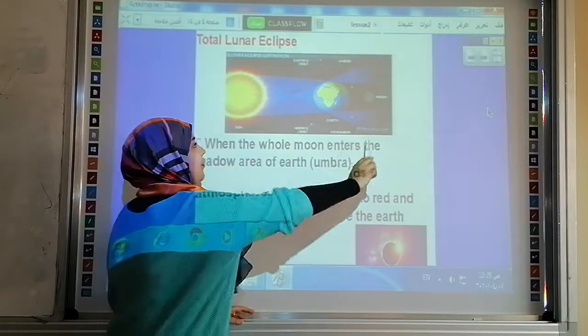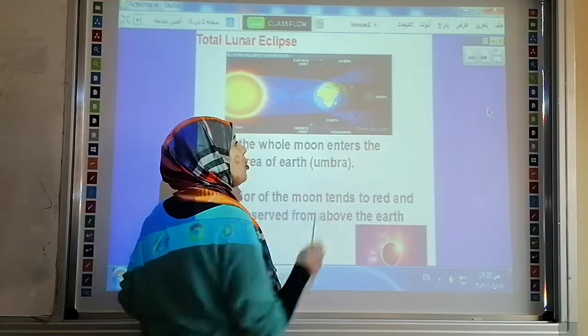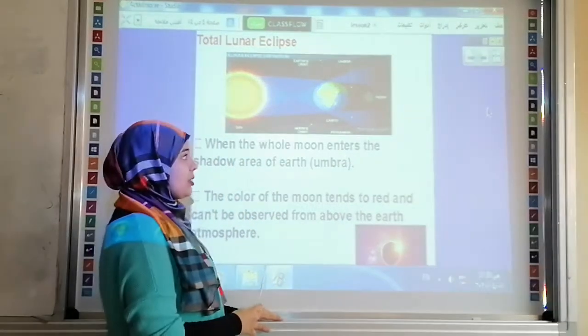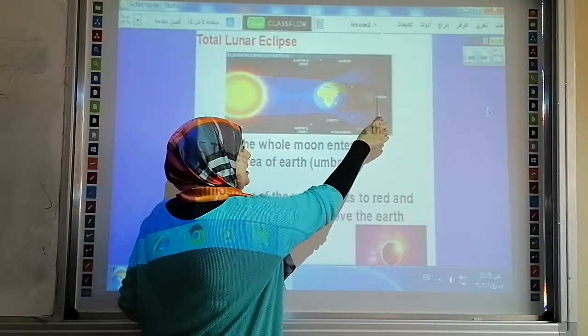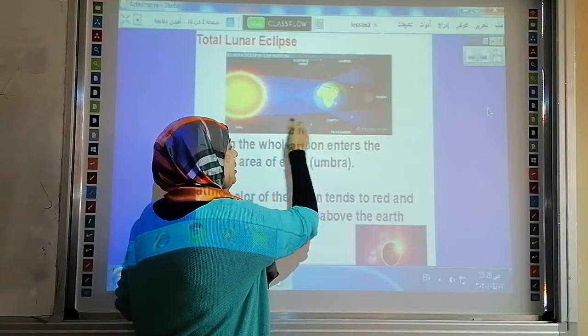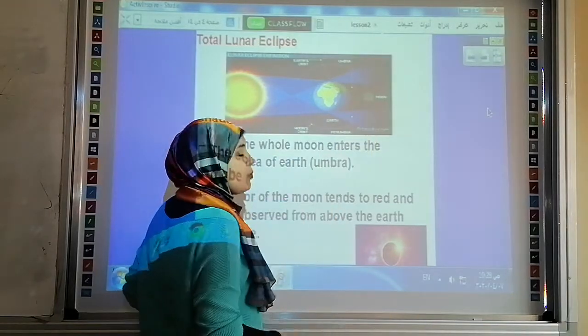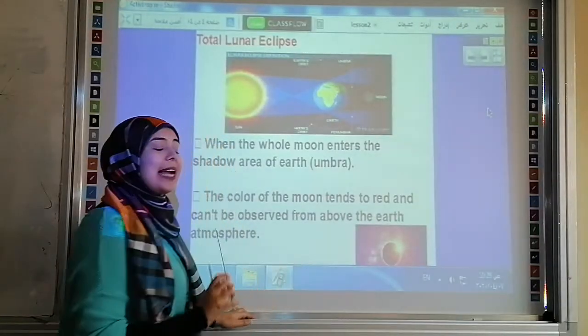Okay, look here. We have this dark inner shadow. This area is called what? Yes, excellent. It's called the umbra region. When the whole moon is in the umbra region, the earth will block the sunlight completely from reaching the moon. But in this case, we will see the moon as red in color.